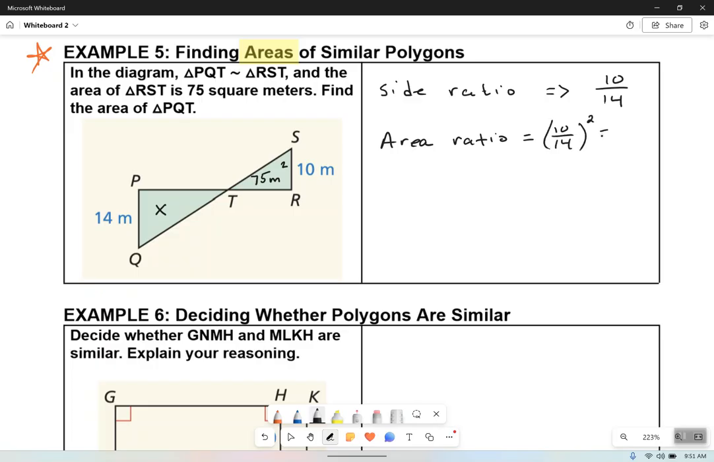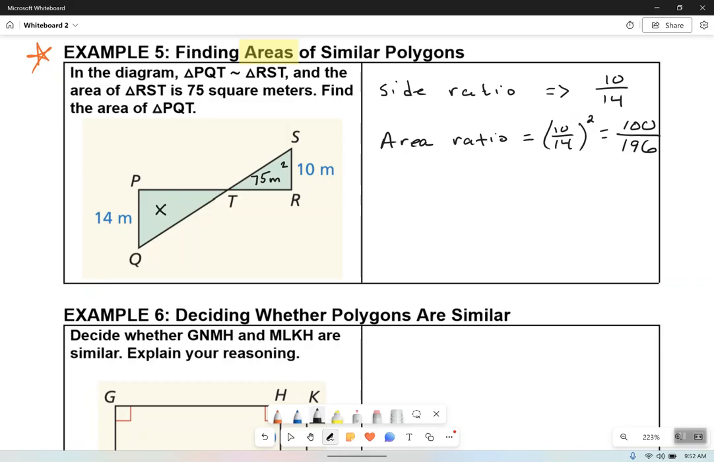Okay. Kids, help me with the math. What's 10 squared? 100. Anybody know 14 squared off the top of their head? Oh, very good. 196. Very good. You guys knew that, right? All right. So, guys, here's what this is saying. Okay. This means for every 100 squares on the inside of the smaller triangle, how many squares are on the inside of the larger triangle?